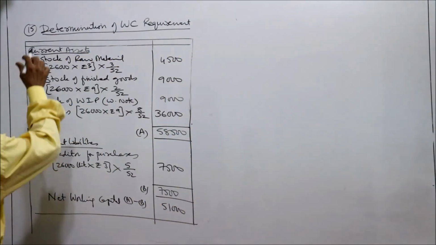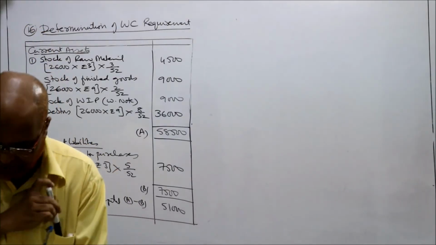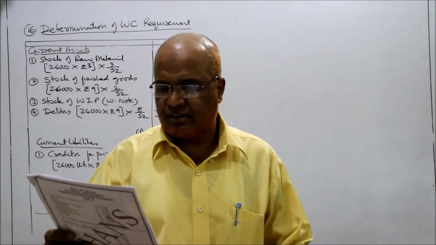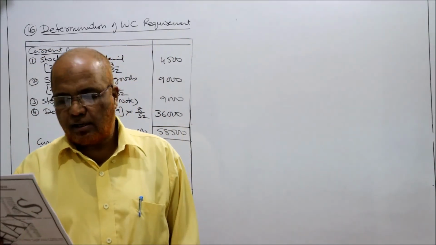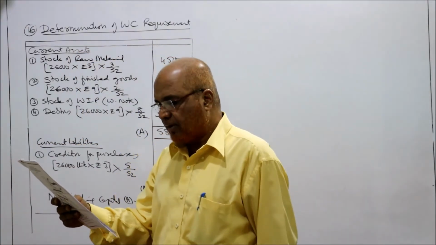Problem number 16. See the problem. The cost sheet of a company is as follows. Element of cost: raw material 50 rupees, direct labor 30, overhead 60. Total cost is 160, selling price 200. The following particulars are available.